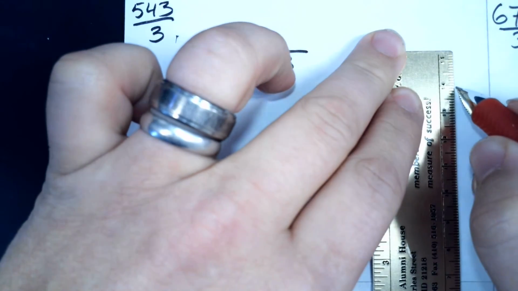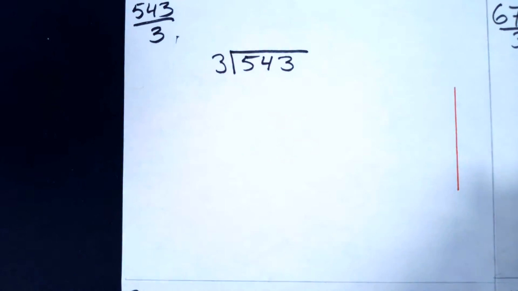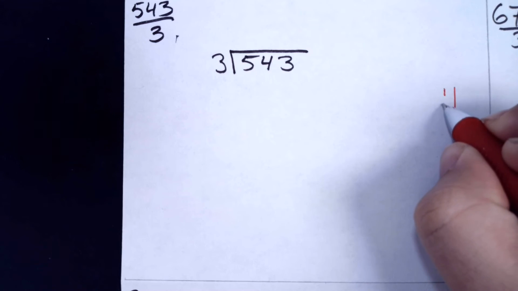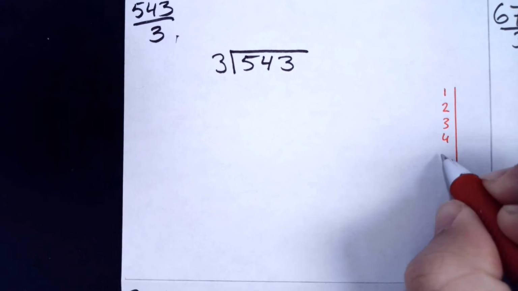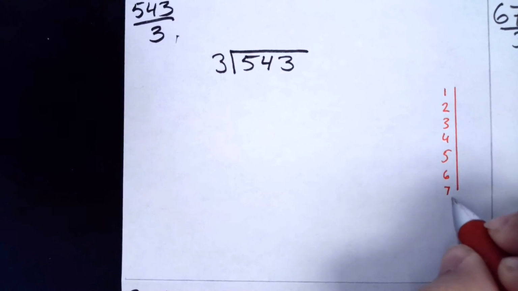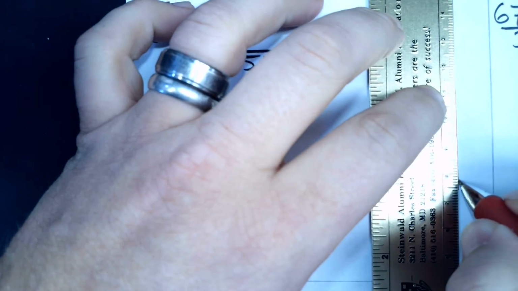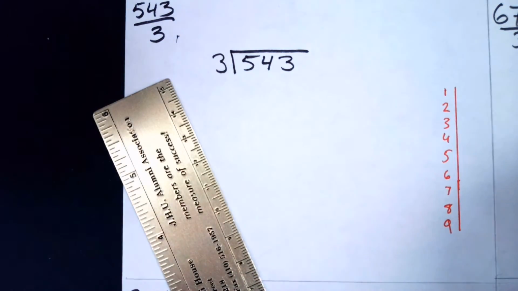And I'm just going to come over here, and I'm going to make a quick table. So at the start of every single problem that I do with long division, I'm going to do this table, and I'm just going to count 1, 2, 3, 4, 5, 6, 7, 8, 9. It looks like I need to make my table a little bit longer. Okay, this is just a quick cheat.